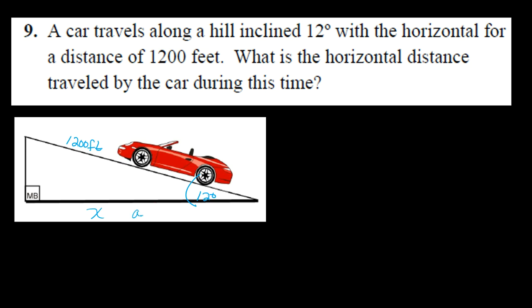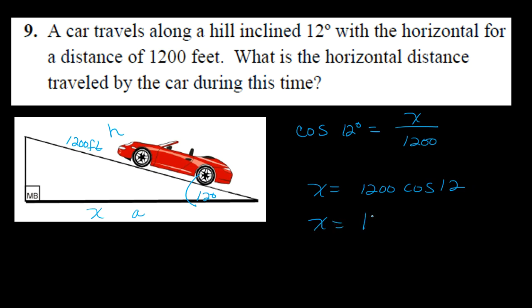So here's our reference angle. So this is adjacent, and this is hypotenuse, so that's cosine. The cosine of 12 degrees is equal to x over 1,200. We notice, again, x is isolated, so straight to the calculator. 1,200 times the cosine of 12 degrees is 173.8, and this is feet.